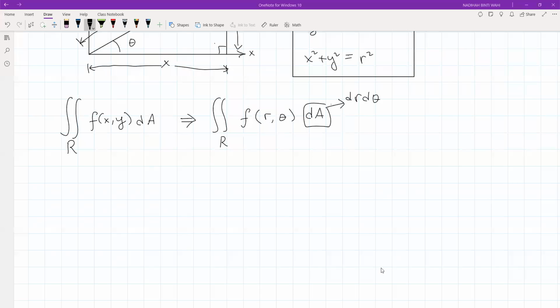Alright, recording in progress. Okay, so saya nak tukar ni. This is in polar coordinate. This is in rectangular region. And then this is in polar coordinate.